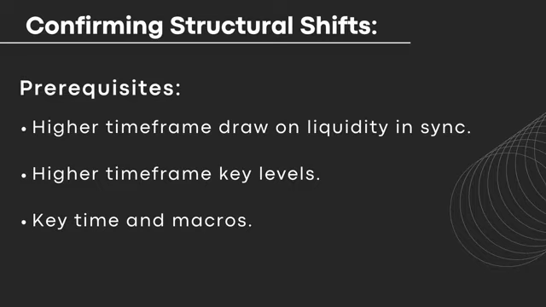Similarly, the most accurate, precise and significant shifts occur during key times in macro. For example, they occur during important days or during kill zones. So this is also an aspect you could add to your arsenal: looking for shifts at key times, at higher time frame key levels, and only in the direction of the higher time frame draw on liquidity. These are the prerequisites that must be followed, otherwise you'll be inaccurate and imprecise.